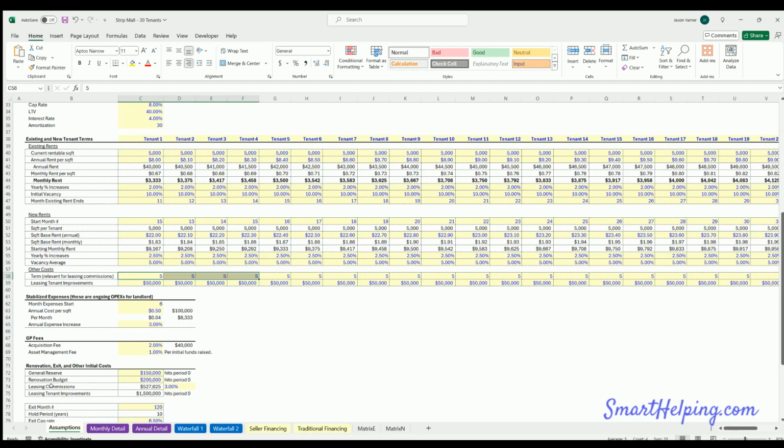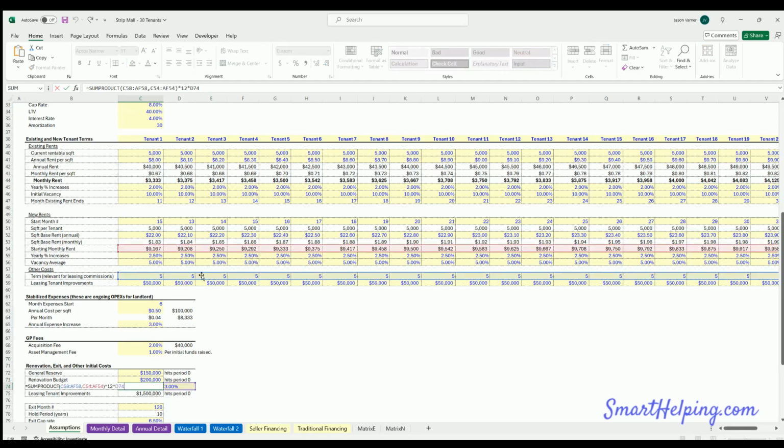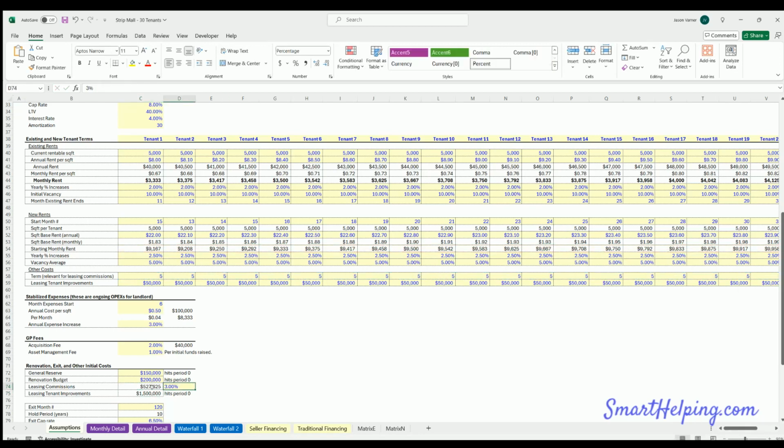So you can see on this calculation, leasing commissions, we're just doing a sum product of all the terms against the monthly rent times 12, so the annual rent, and then whatever your leasing commission is here will be paid. And this is an initial cost item.